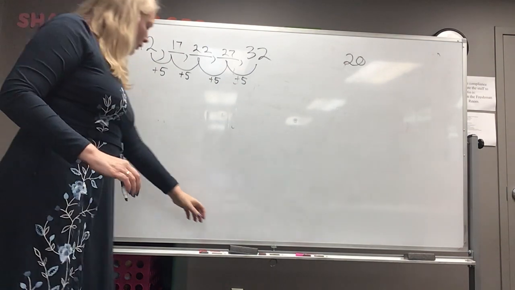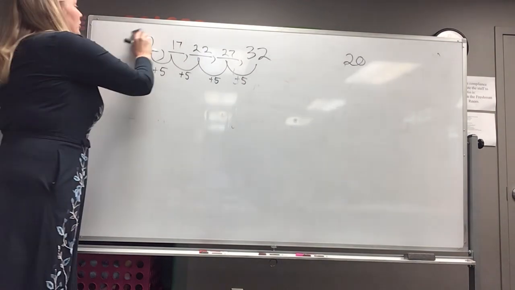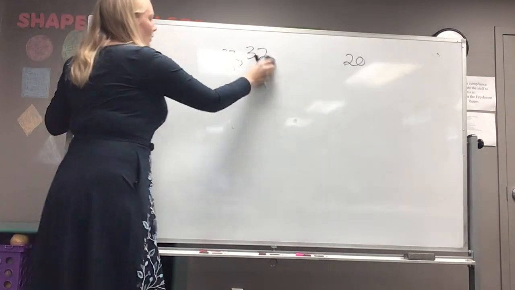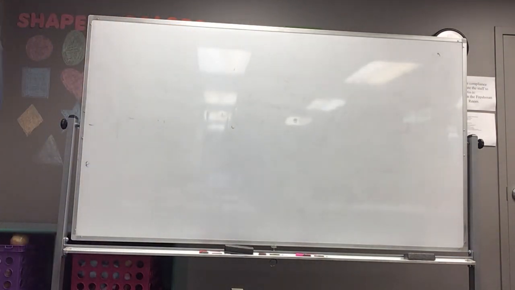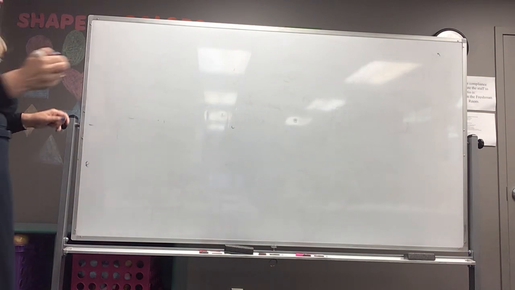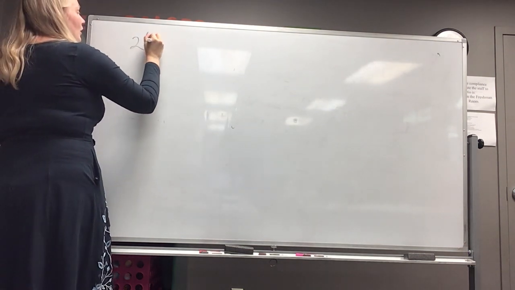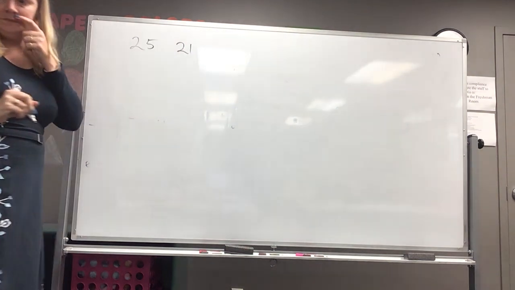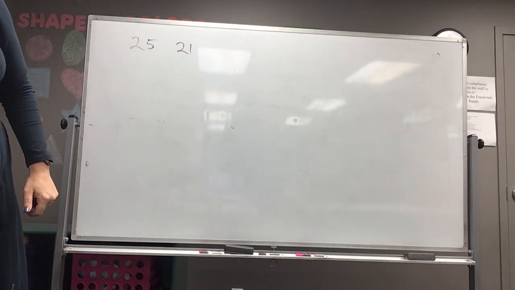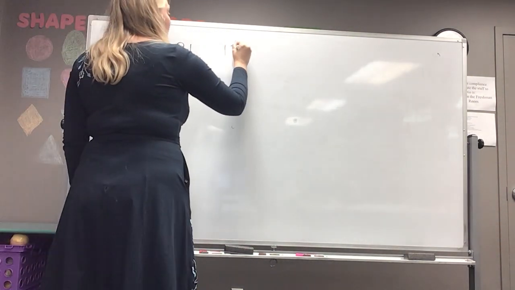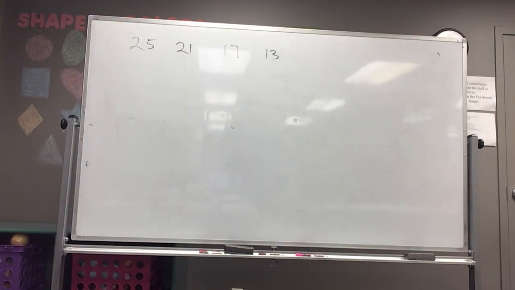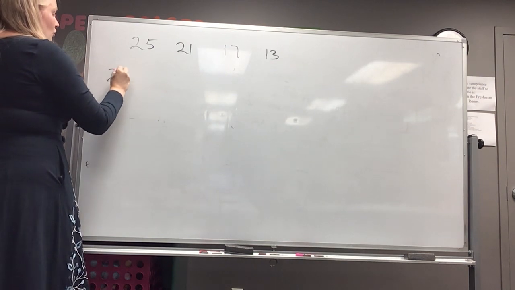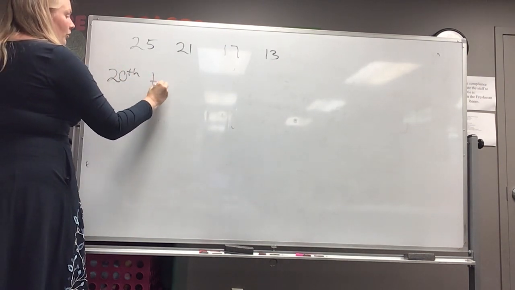This next one is going to be very similar to the first one. Again, they give us a sequence of numbers. They say the first 4 terms of an arithmetic sequence are 25, 21, 17, and 13. And they ask, what is the 20th term?